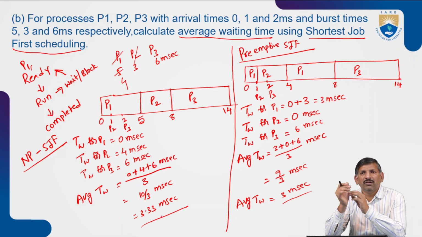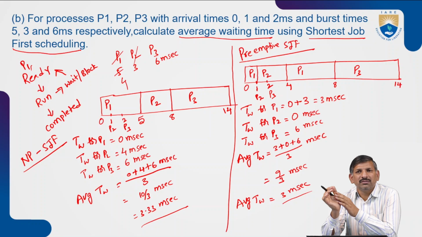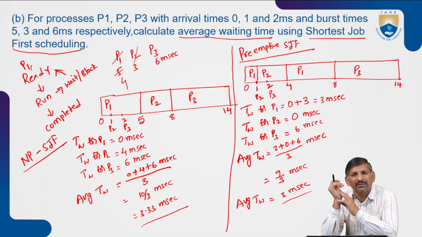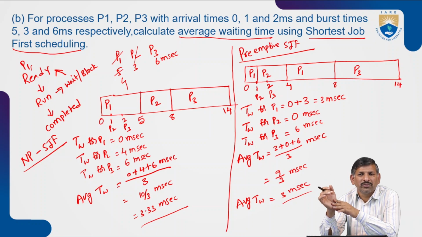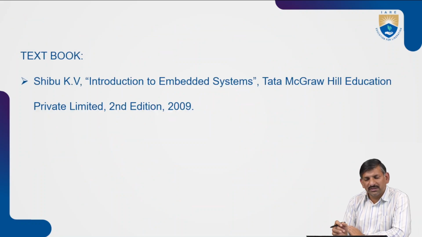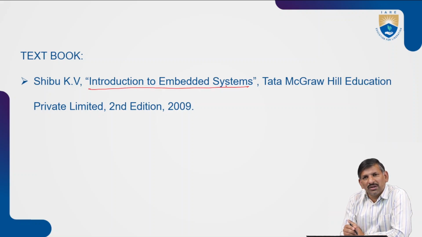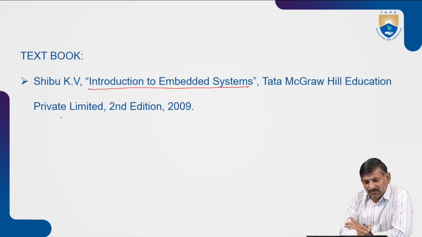Like that, for a particular requirement, we can compare the waiting times and average turnaround times of all the scheduling algorithms. We can decide, from that requirement's point of view, which scheduling algorithm is the best. For this topic, we can refer to the textbook Introduction to Embedded Systems by Shibu KV, published in 2009.